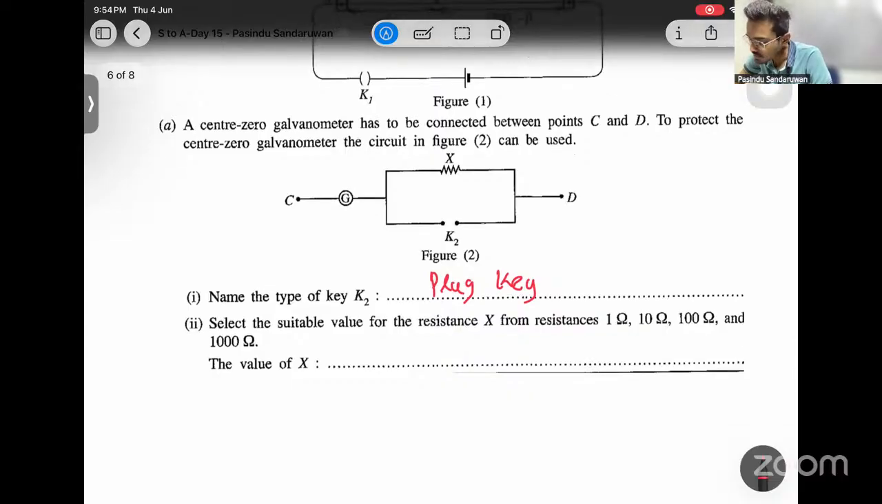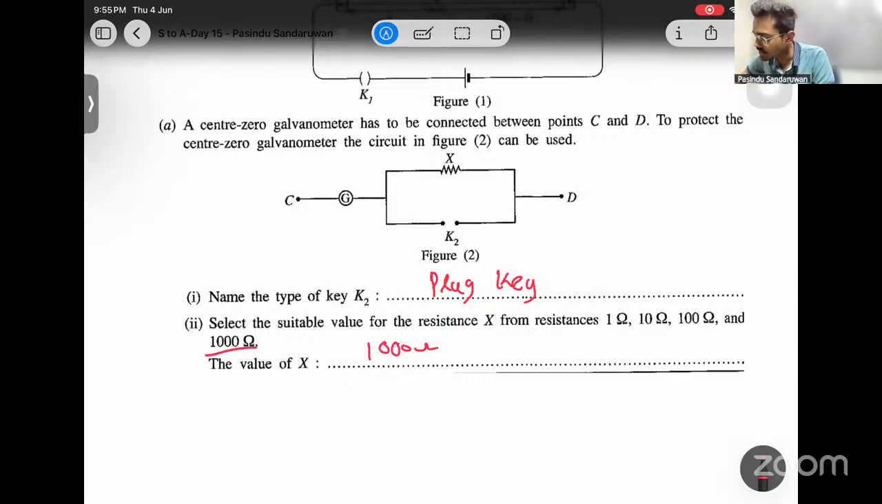Second one. Select the suitable value for the resistance X from the resistances 1 ohm, 10 ohms, 100 ohms and 1000 ohms. X is the safeguard resistor. The higher the value of the safeguard resistor, the lesser the current that flows through it. Lesser current flow means higher protection. That is how it should be, so the maximum possible resistance is the most suitable one. Then we'll go with 1000 ohms.